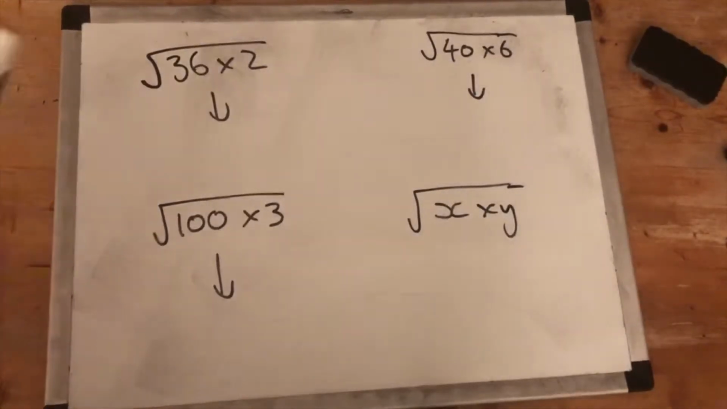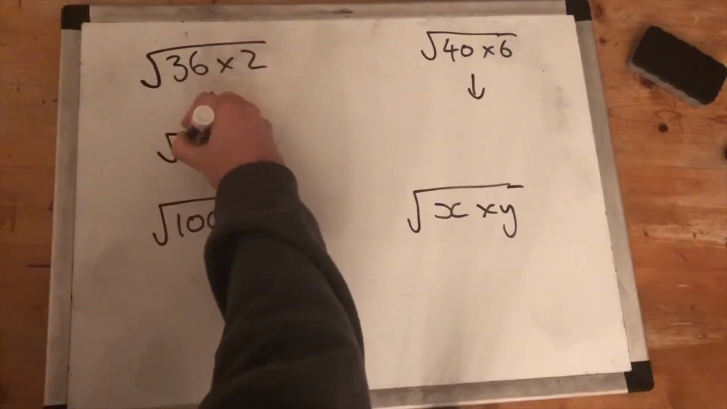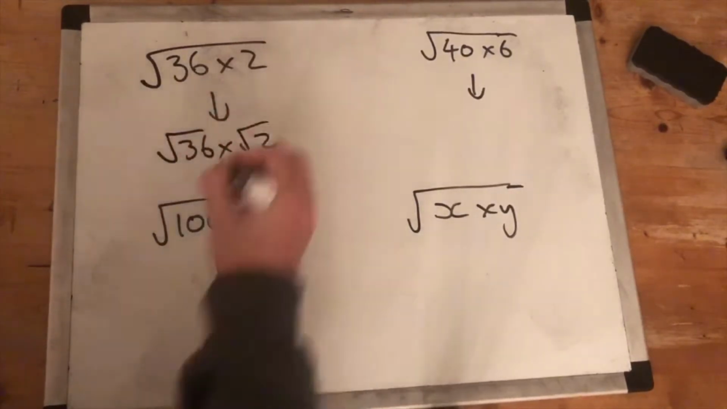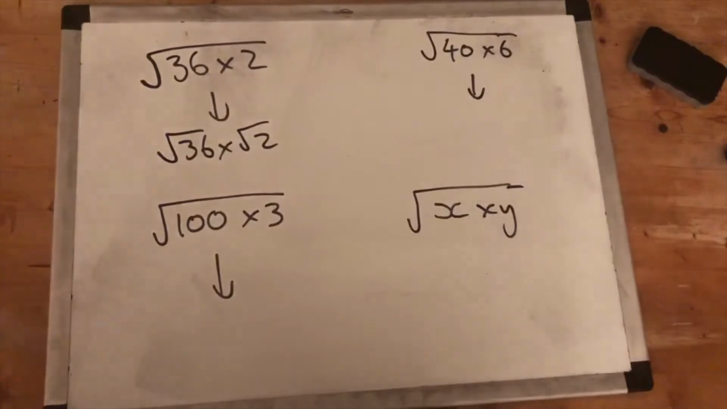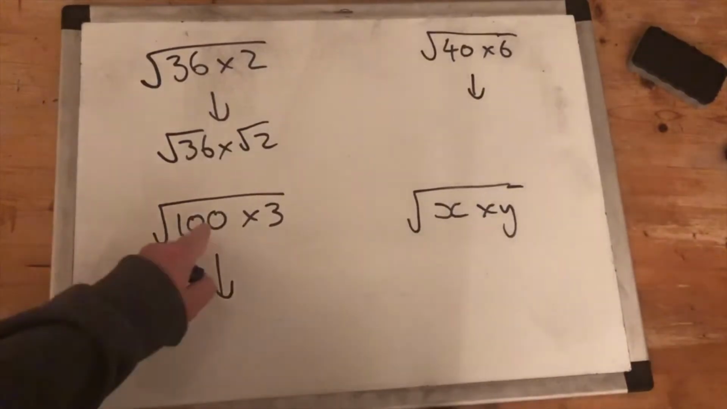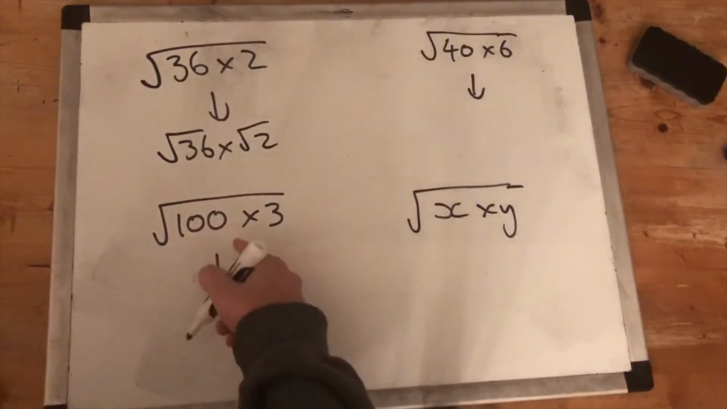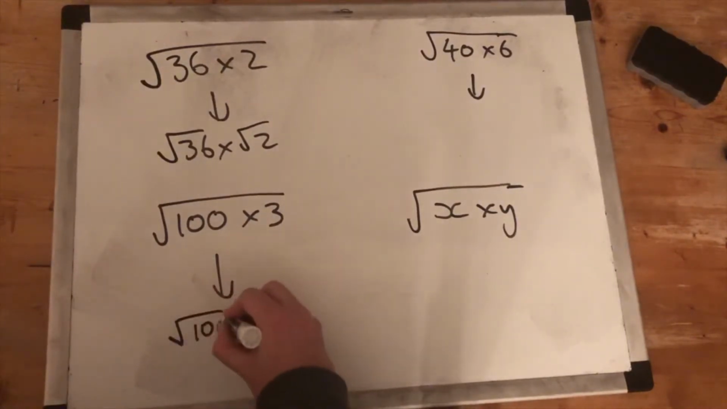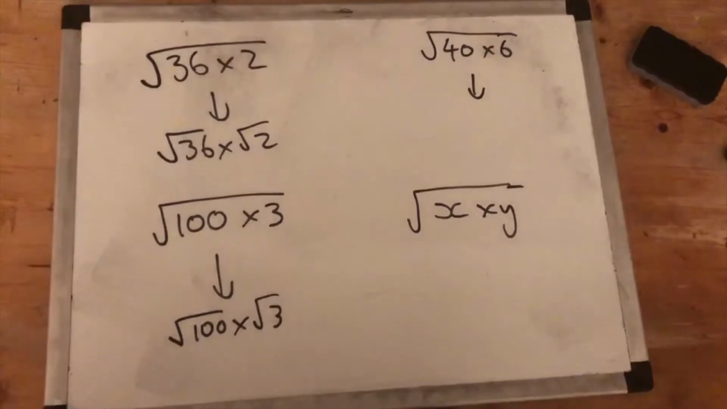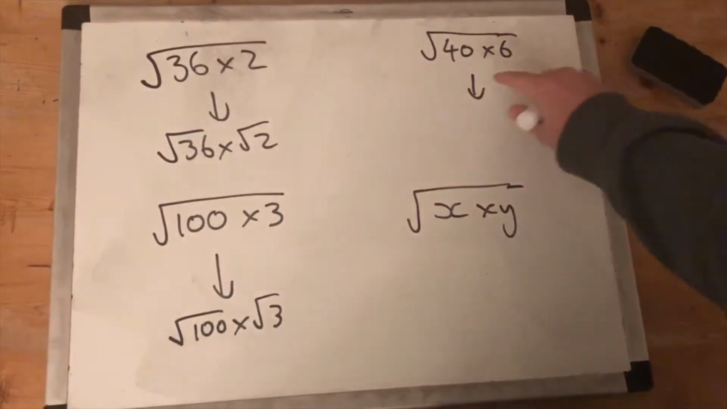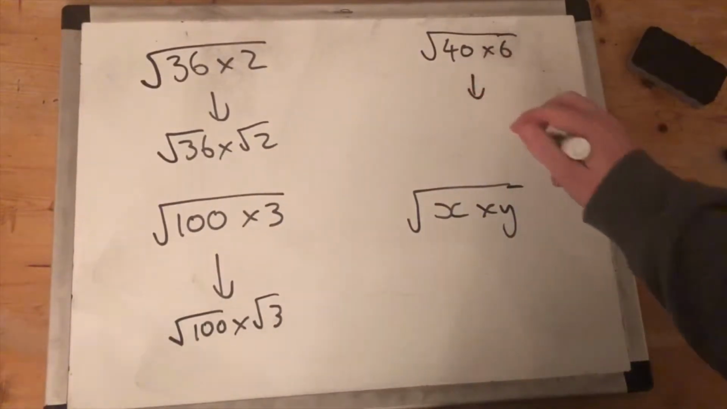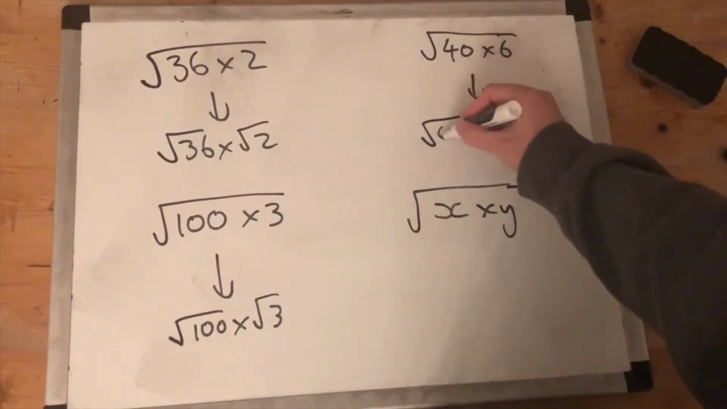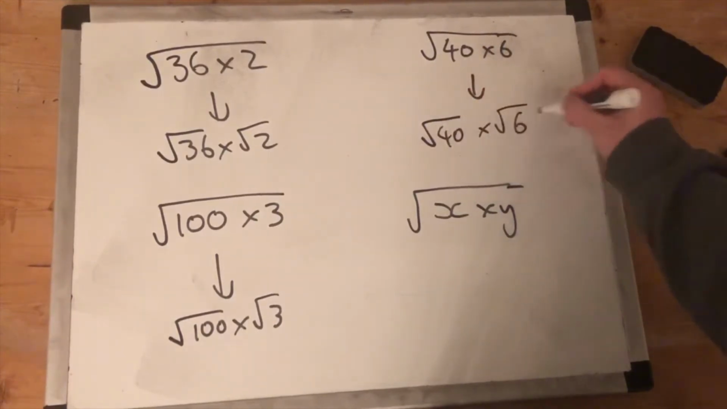Okay, so this is our surd. Root 36 times 2, it can go to this. Root 36 times root 2. If you want to be able to do surds, this is really the most important step. Root 100 times 3, well, we can turn root 100 times 3 under one root into root 100 times root 3. Root 40 times 6, well, we know that we've got root 40 times 6, just break it down into root 40 times root 6.